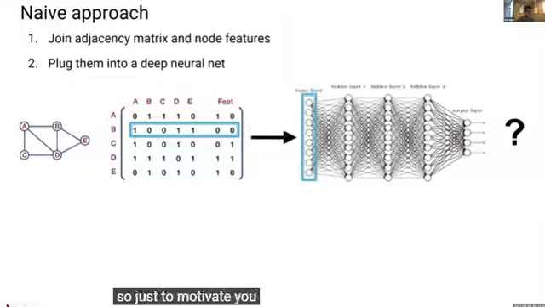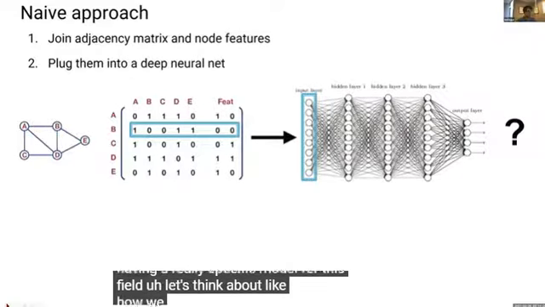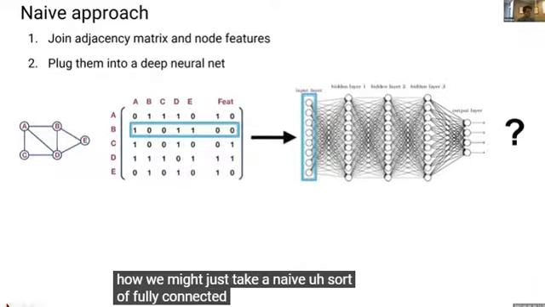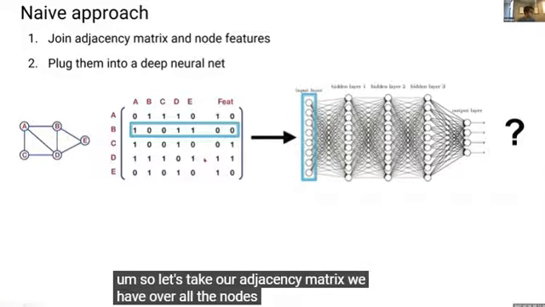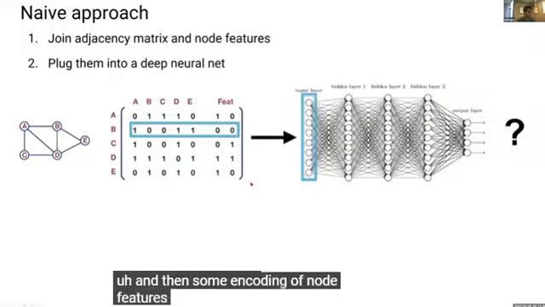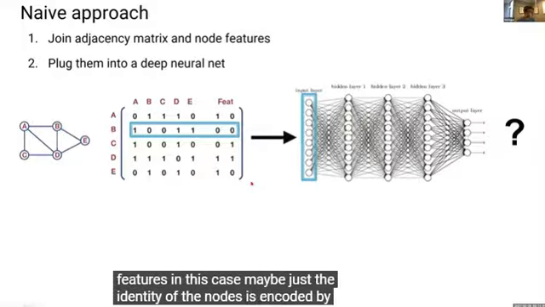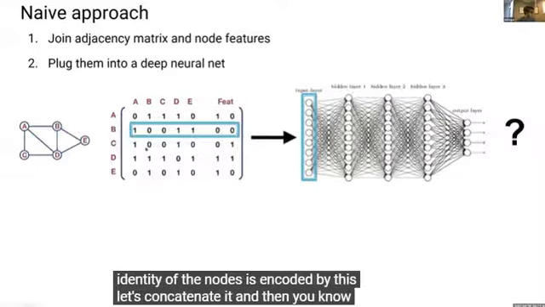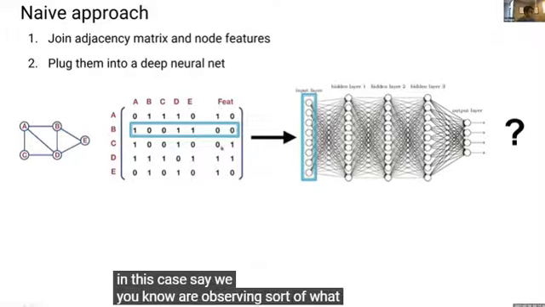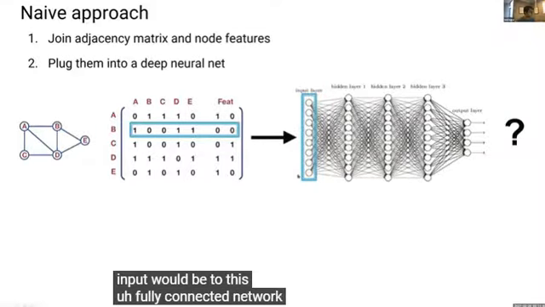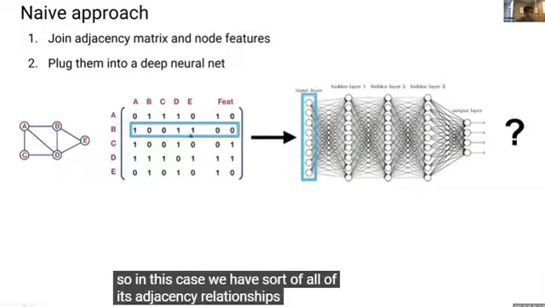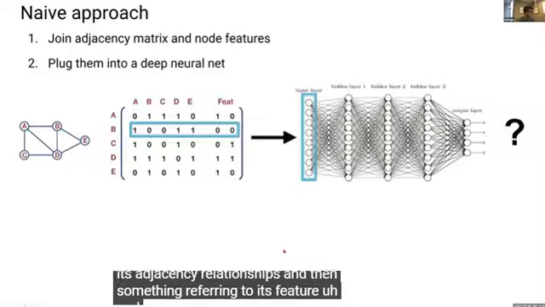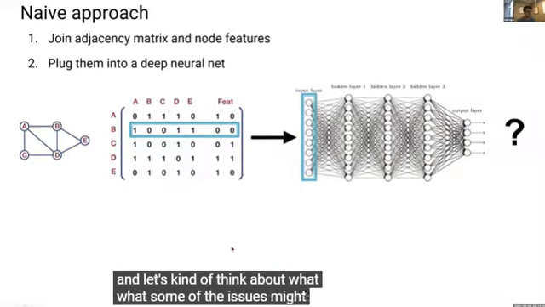So just to motivate why we might care about having a really specific model for this field, let's think about how we might take a naive, fully connected network and try to do a prediction over a graph. Let's take our adjacency matrix over all of the nodes, and then some encoding of node features. In this case, maybe just the identity of the nodes is encoded by this. Let's concatenate it, and say we are observing what the input would be to this fully connected network for the node B. So in this case, we have all of its adjacency relationships and then something referring to its feature. And let's think about what some of the issues might be from trying to do this.